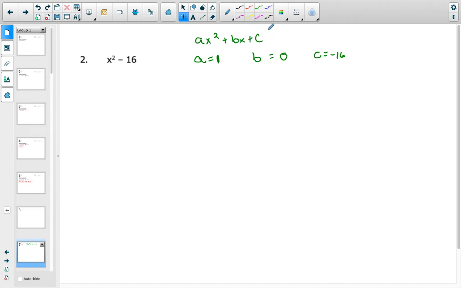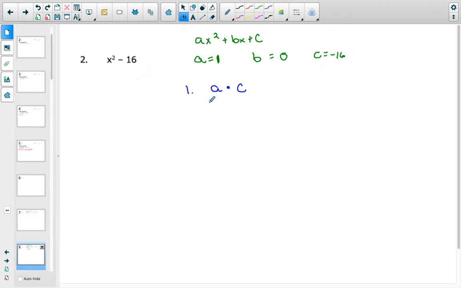So in this problem, a is 1. There's a 1 right there. b is 0, because there is no x in the middle there. And c is negative 16 from right here. What I'm going to do next is multiply a times c, which is 1 times negative 16, which is, of course, negative 16.